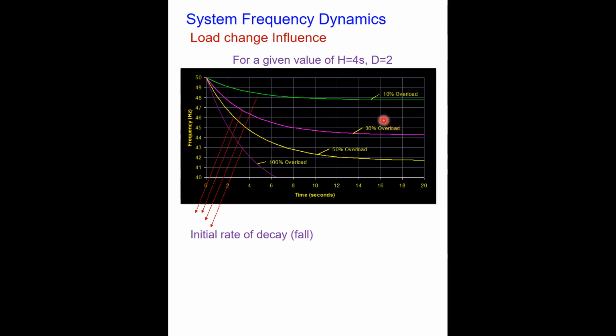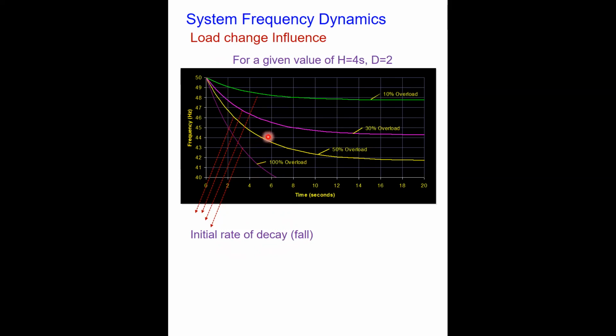But if it is 30%, the change in the frequency is larger, and likewise for 50% and 100%. That means you double the load of the generator. You can see that the frequency drops to 40 hertz in just 6 seconds or so. So this decay in the frequency that we observe is actually the initial rate of decay. You can see that the larger the load, the decay in the frequency will be more here.